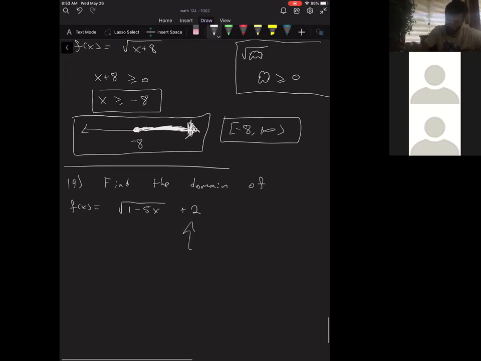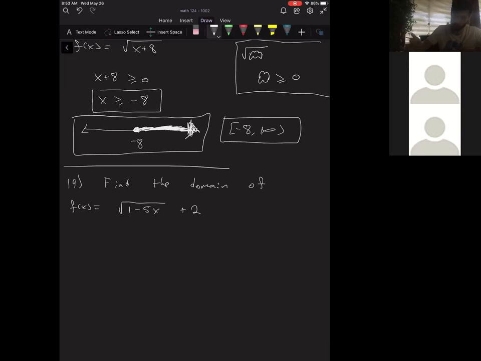This 2 doesn't really do anything. That's not going to affect anything with the domain because the 2 is not a fraction and it is not a square root, so it can't cause any trouble. Remember, the only time we have trouble is if there's a negative inside of a square root and then a 0 on the bottom of the fraction. So in this situation, all we have is just this square root piece.